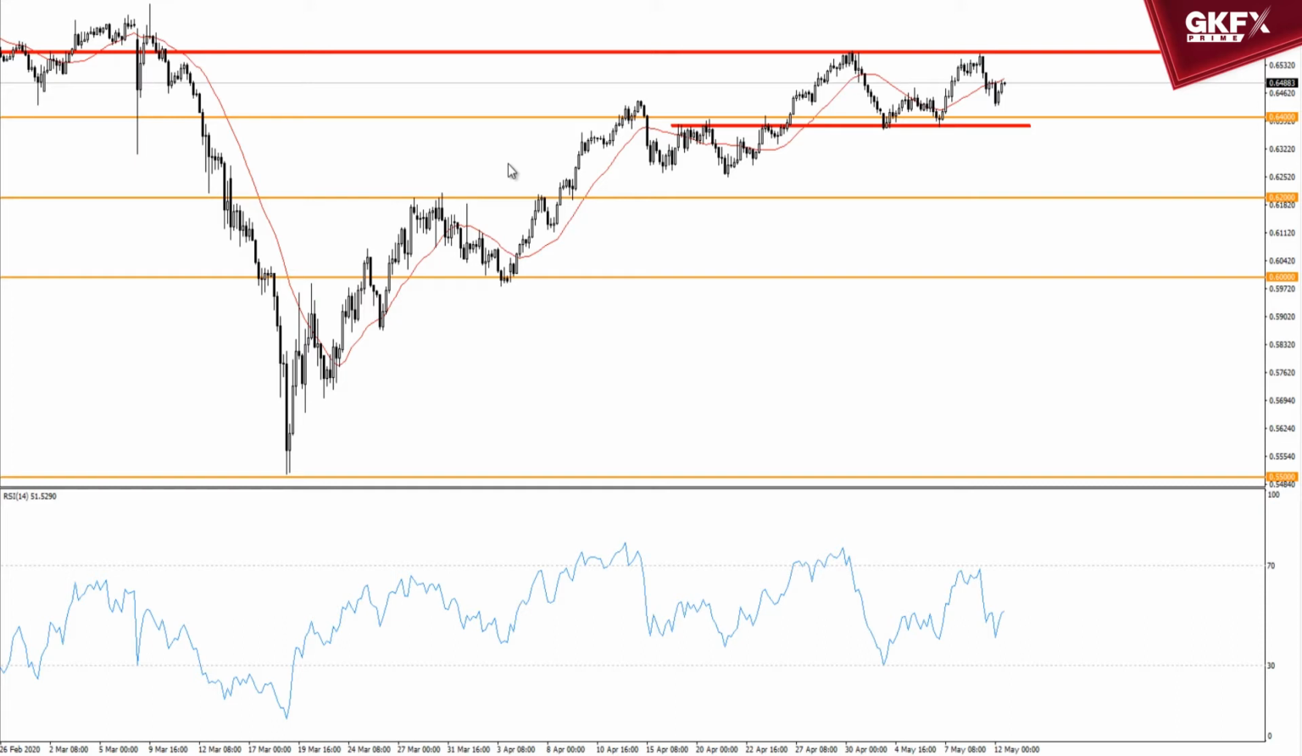So again, we need the confirmation of the breakdown through the 64 and through this support through here, which is more like, whatever that is, 63.80, for the confirmation of the break lower. But it sort of looks like we're topping out here in the Aussie.